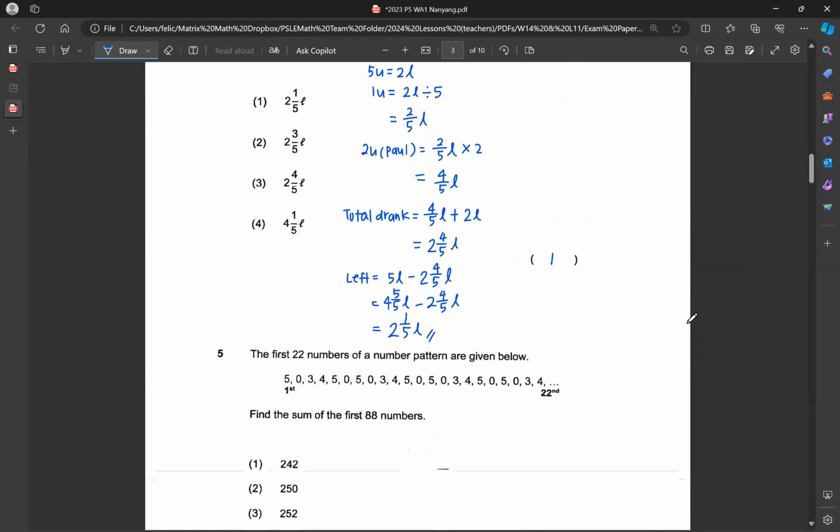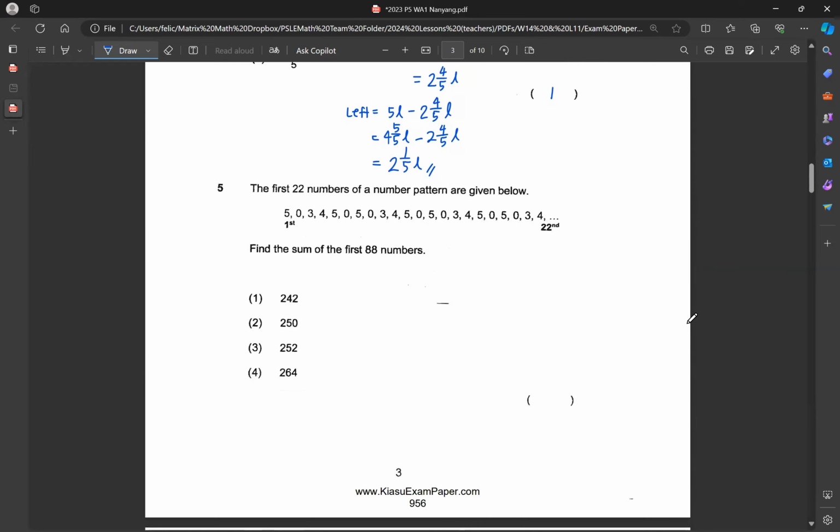Okay, let's move on to question 5. So question 5, we see a string of numbers here, and they say the first 22 numbers is a number pattern. Pattern means there will be a repeating set of objects or numbers that always repeats in the same sequence. Find the sum of the first 88 numbers.